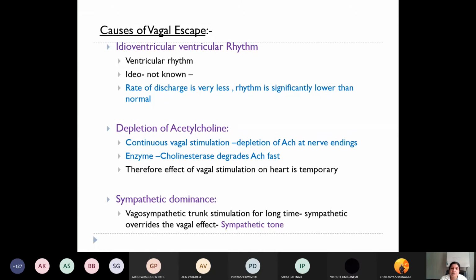Over a period of time, if you continue to stimulate, there is depletion of acetylcholine. So with the stimulation, sympathetic nerves predominate at that time. They override the effect of the vagus. That's why for longer duration of stimulation of the vagus nerve, the sympathetic effect overrides and it starts stimulating the heart, and that's why the heart starts beating again. So these are the three important points.